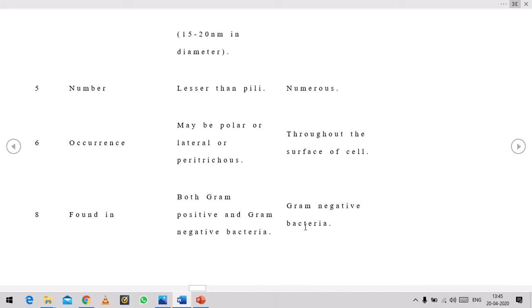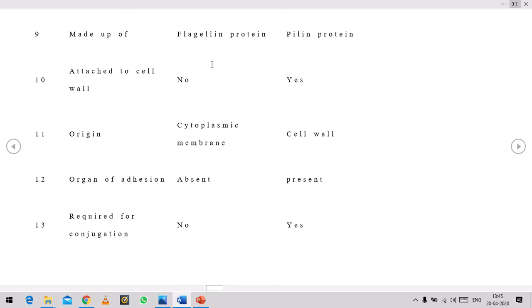Pili are found only in gram-negative bacteria. Flagella are made up of flagellin protein, while pili are made of pilin protein. Is flagella attached to the cell wall? No. But pili are attached to the cell wall.